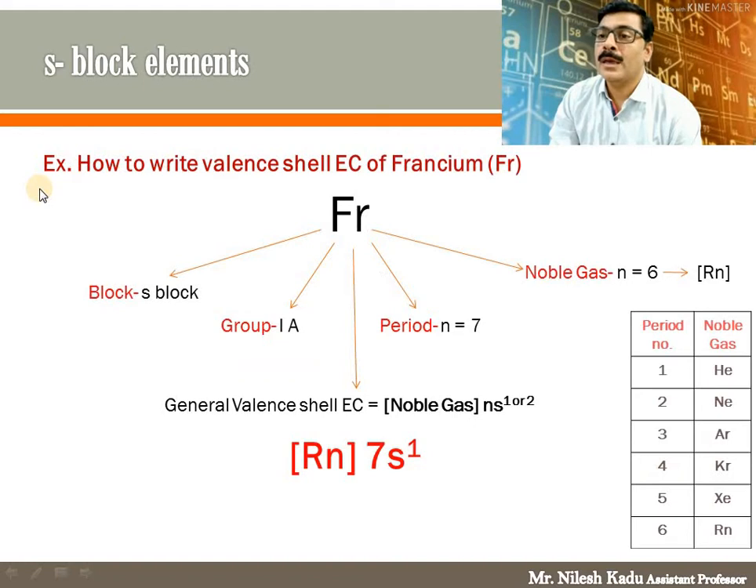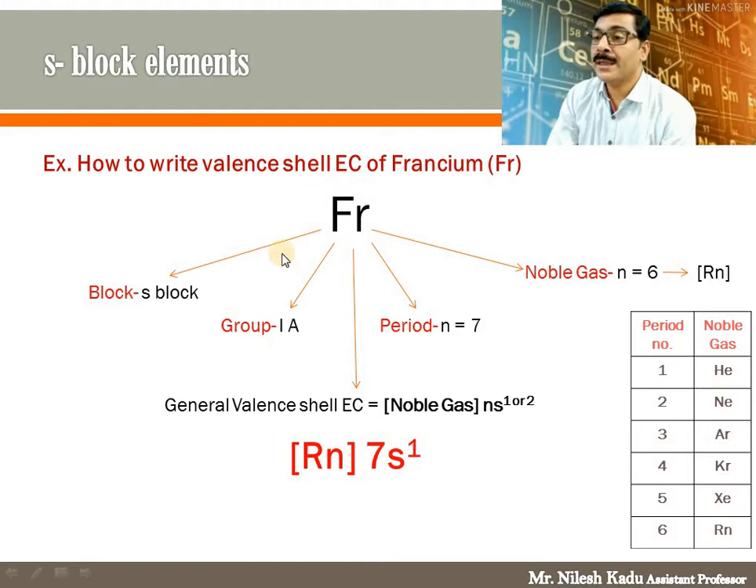Now let us see an example for writing the valence shell electronic configuration of an S block element, and how to write the valence shell electronic configuration of francium. Friends, for writing the valence shell electronic configuration of an S block element, you have to know the group number of the element, that is, in which group francium is present.